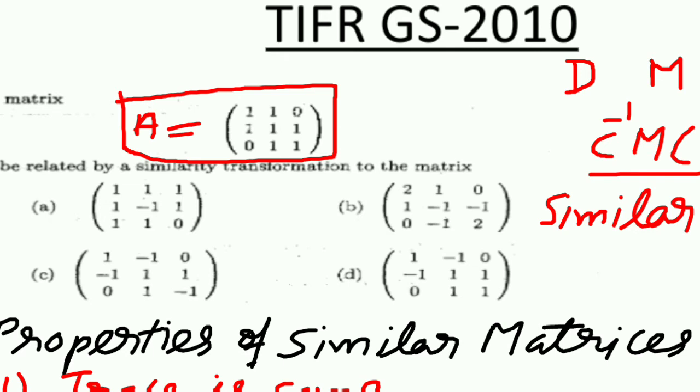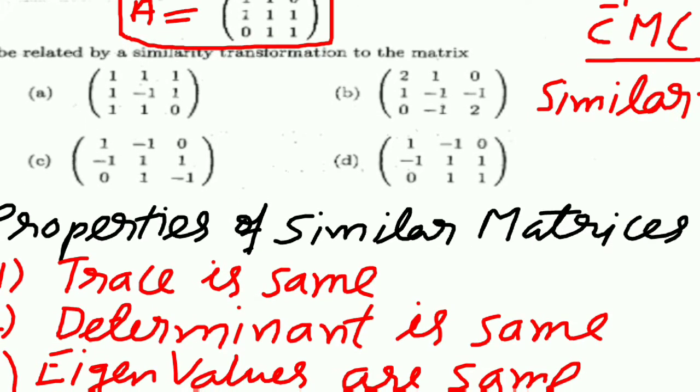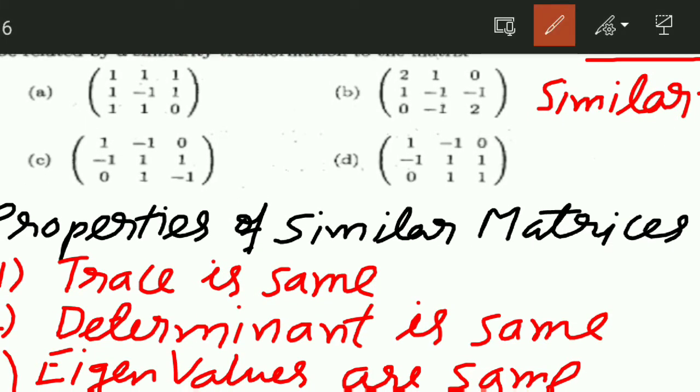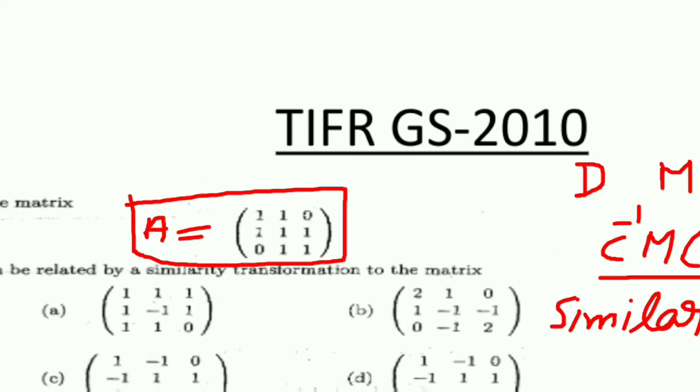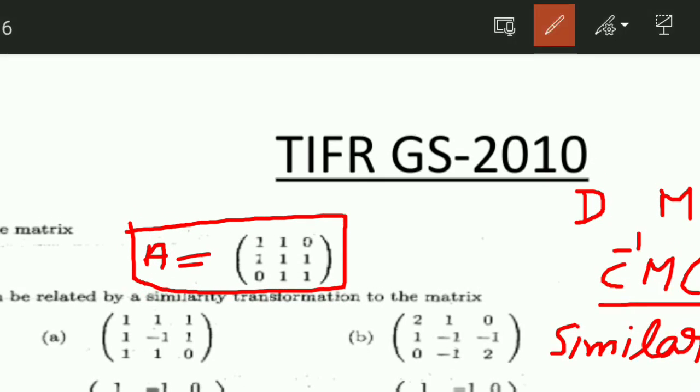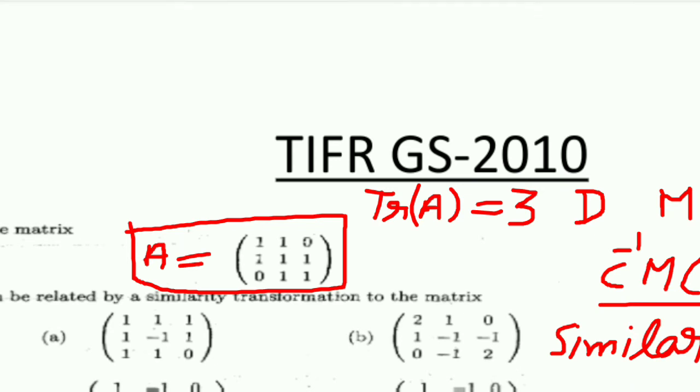So let us check the first property, which is trace. Now we know what trace is. The trace is the sum of the diagonal elements. So we can see that the trace of matrix A, the given matrix, is 3: 1 plus 1 plus 1 is equal to 3.